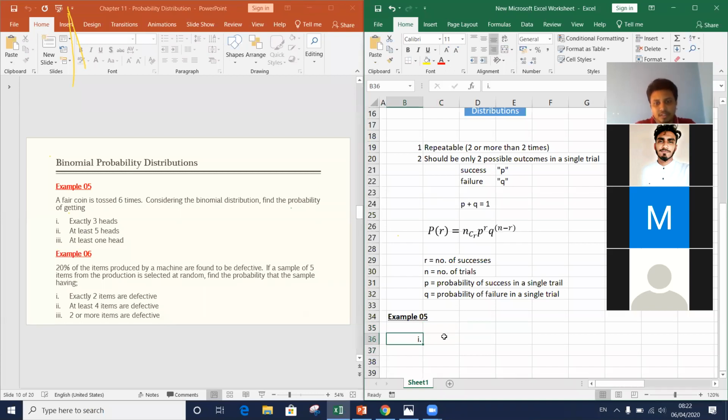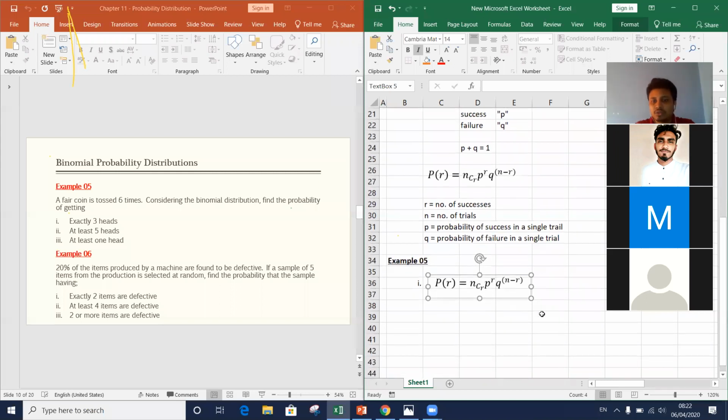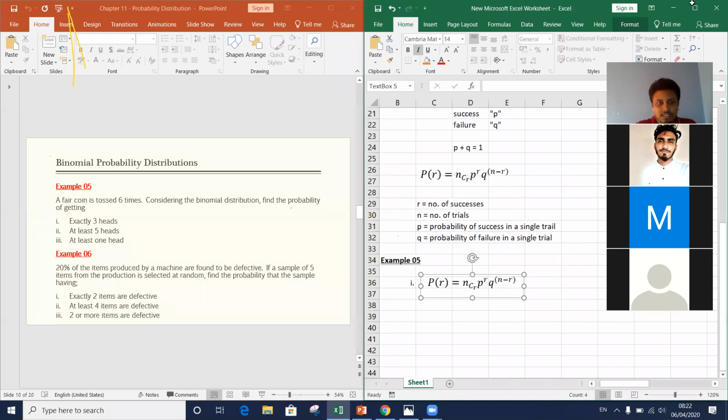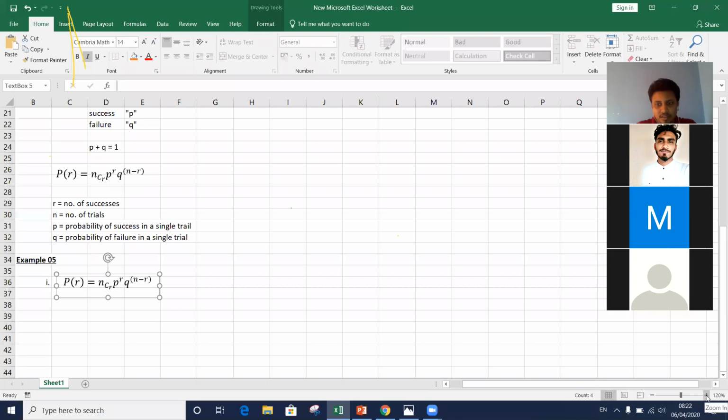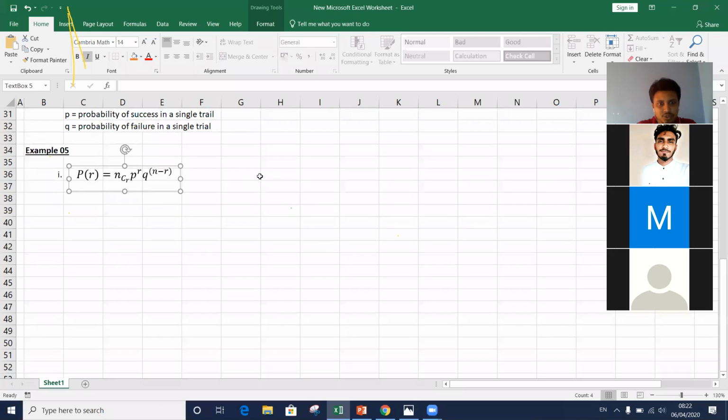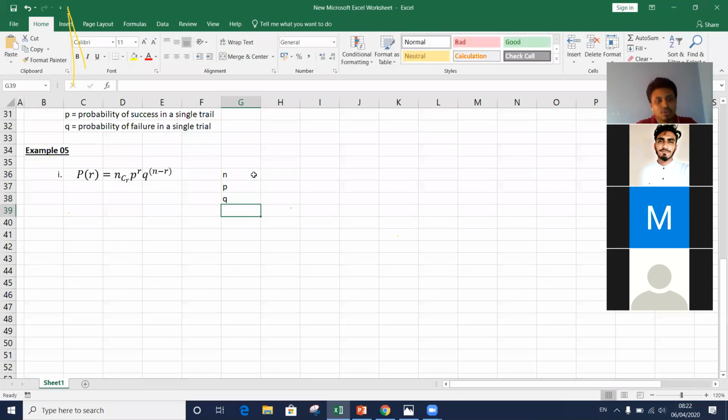Okay. So this is the formula we are going to use. Right? Since this is a binomial probability distribution, in order to find probabilities, we can use this formula. Now tell me, what is the n value here? Right? These are things we should know. We should know the n value, the p value, the q value, and the r value as well.